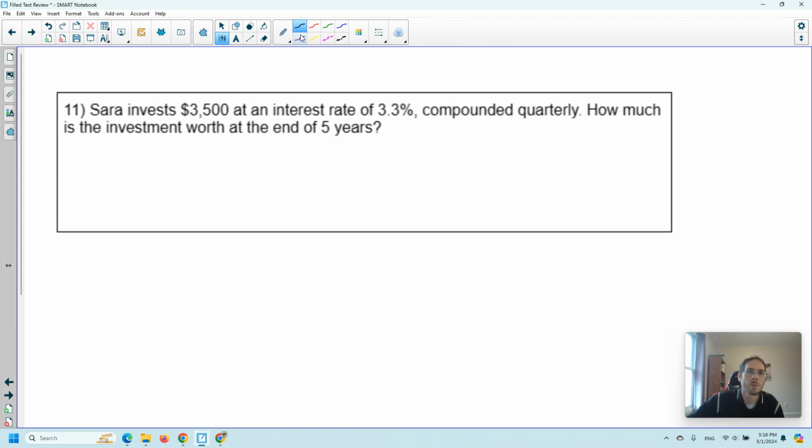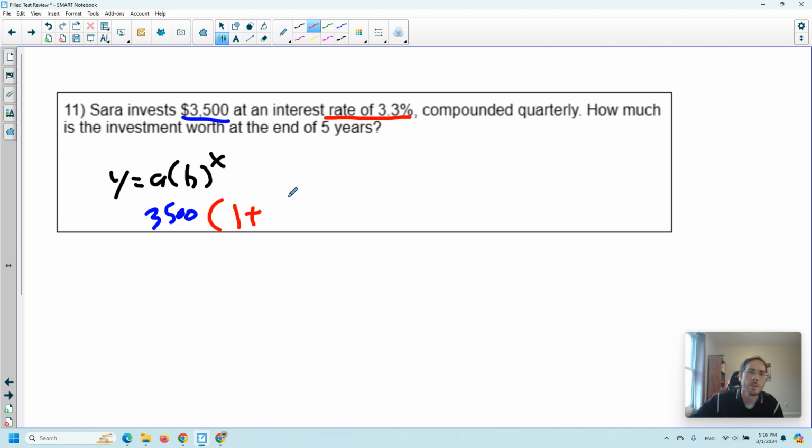For number 11, Sarah invests $3,500 at an interest rate of 3.3% compounded quarterly. How much is the investment worth at the end of 5 years? So again, we just start out with y equals a times b to the x. We're starting with 3,500, so 3,500 is our a. For the b, we're going to invest our money, so that means our money is going to grow.